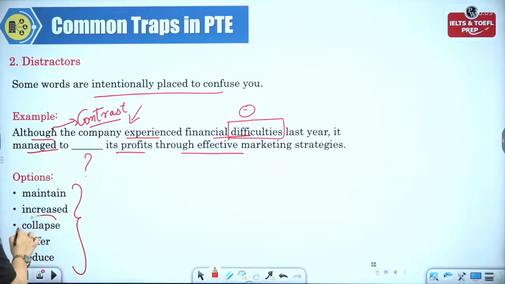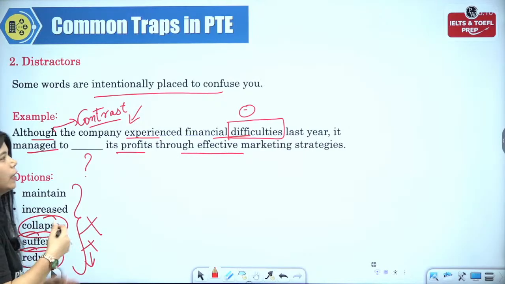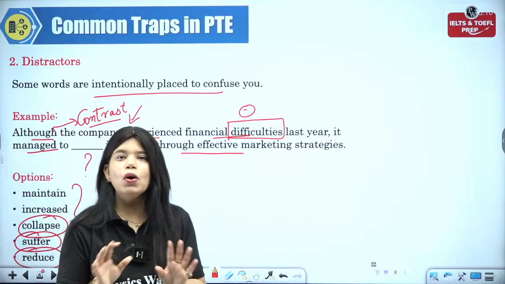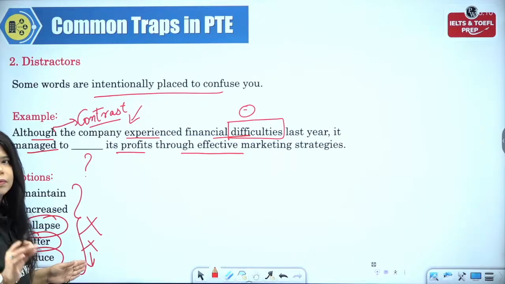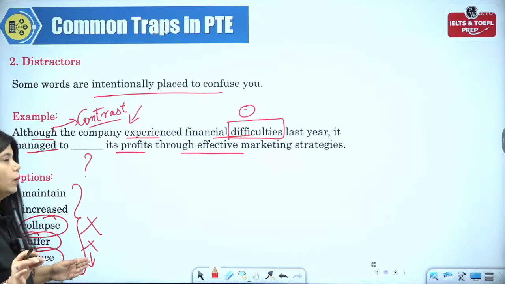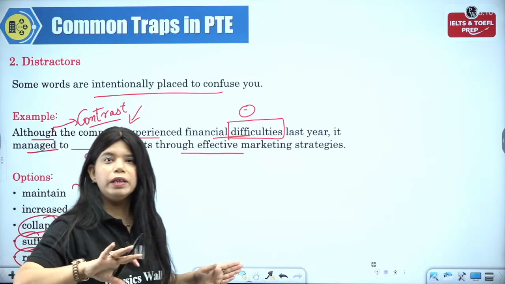It managed to collapse means going down. Suffer also doesn't go here. And reduce again means decrease. Now we need something positive, not negative here. These three words have negative connotation. Suffer, reduce, and collapse. So that's how you eliminate the wrong ones.